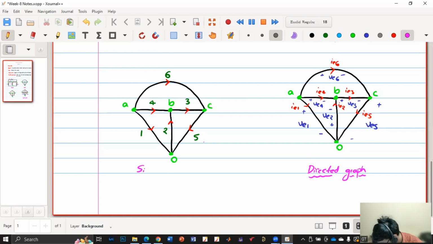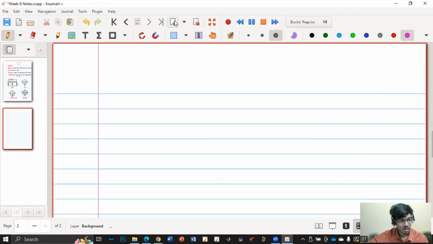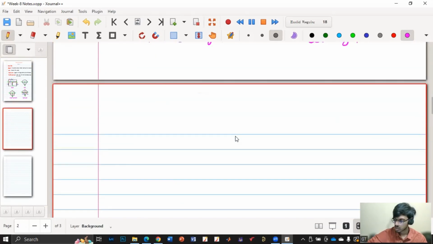Until this point, is this clear? The terminology, everything? If you have any question, you may ask. Just the terminology only. Is this clear until this point? Hello. Yes, sir. Okay.